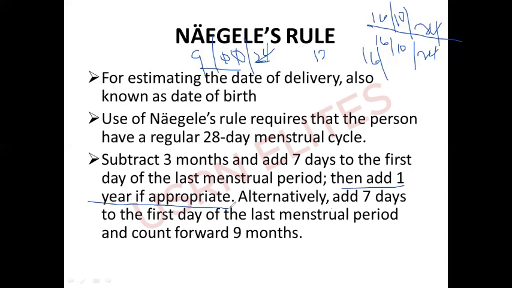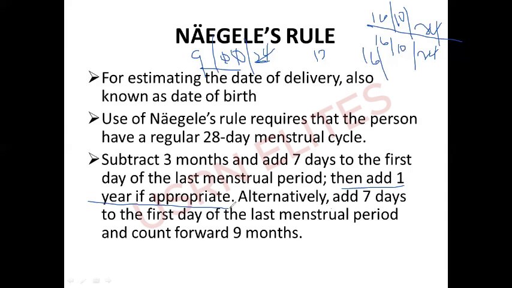So what you have to determine is the first day of the last menstrual period. Listen to me. What you have to determine is the first day of the last menstrual period. Add the 7 days to it. Now, you can decide to count 9 months forward or you count, sorry, 3 months backwards. Now, when you finish, come and look at the year when the last menstrual cycle started, or when it says it started. Is it appropriate for you to add 1 year to it or you have to maintain the year? So this is the simple way you can understand it.